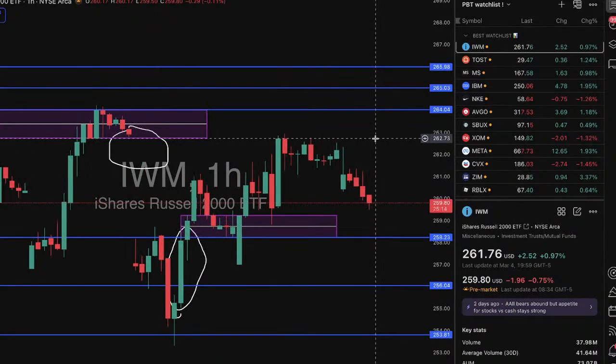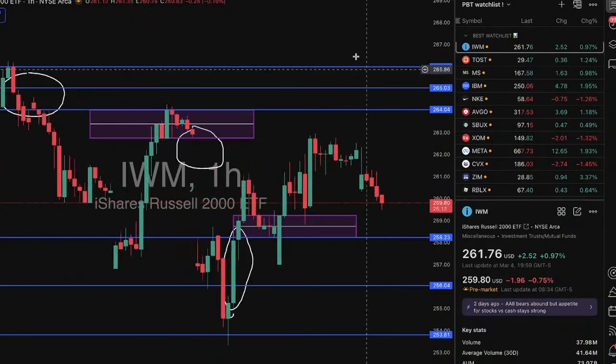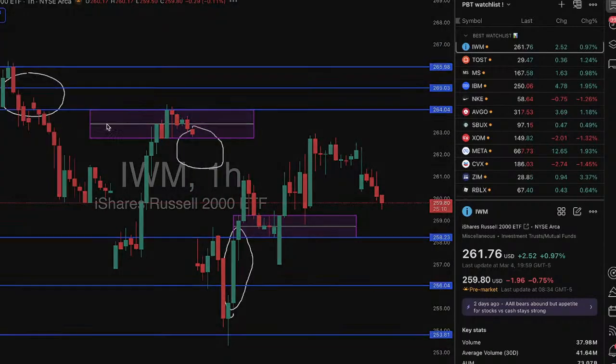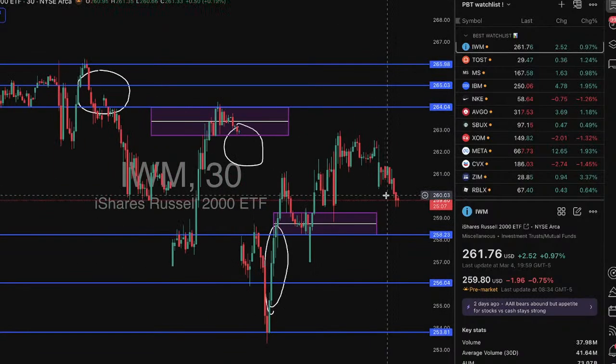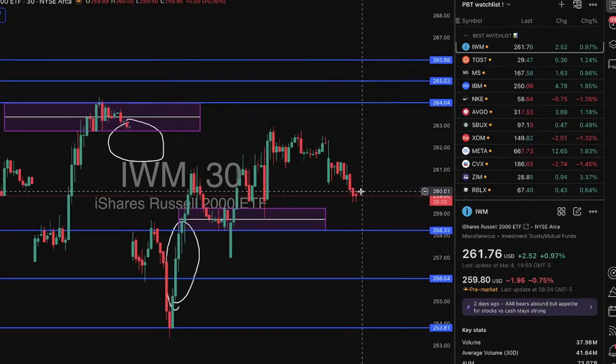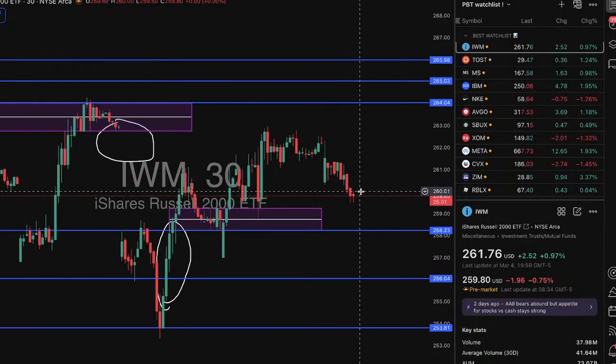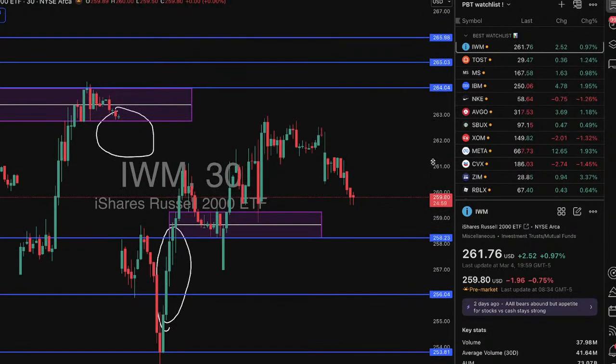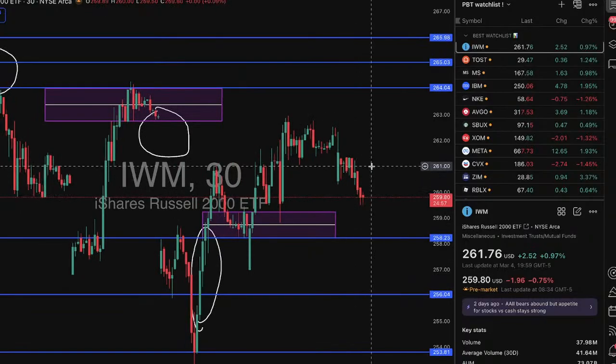But yeah, we get above that 262. That's that floor there, and then we got the empty space. So we'll see how that plays out. This is that full picture that I pretty much saw here, which doesn't look too bad. Hopefully you can see the charts and all that good stuff. So yeah, that's on IWM.